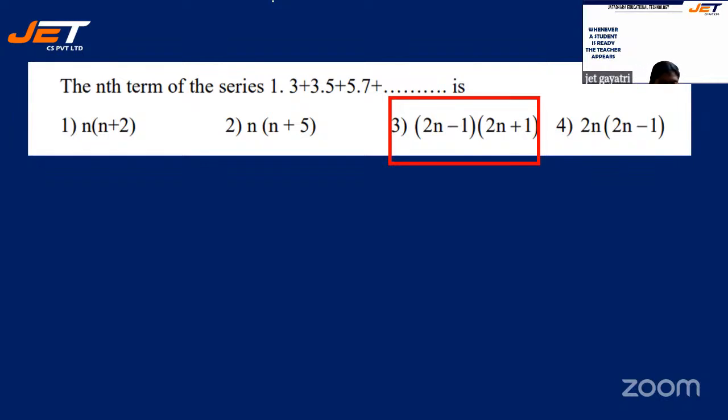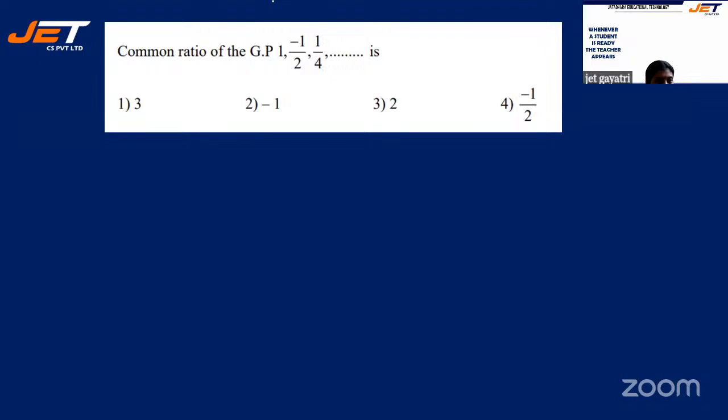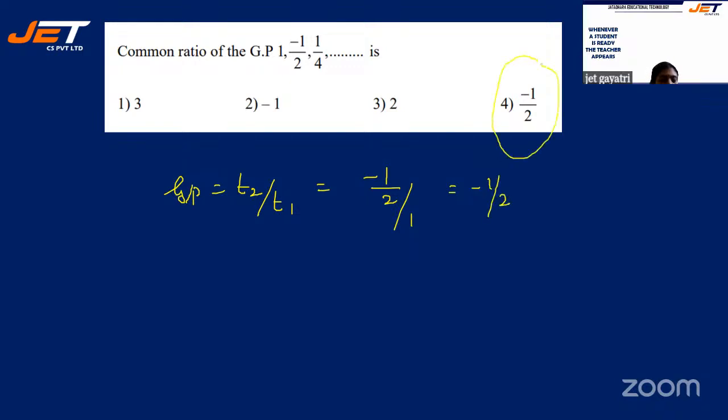Now the common ratio of the GP 1, minus half, 1 by 4. Alright, so now we know if it is GP, it means T2 by T1. What is T2? Minus half by T1. So your answer must be minus half, which is option 4. Yes. Alright, now let's move on to the next one.